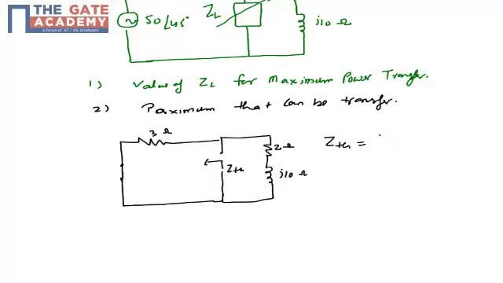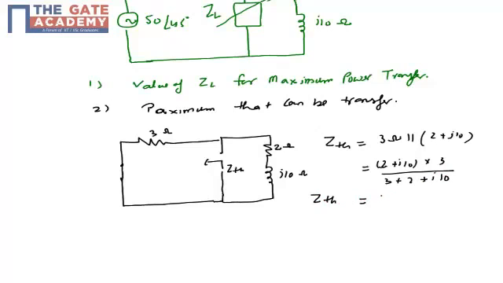So my ZTH will be this 3 ohm in parallel with 2 plus j10, which is (2 plus j10) times 3 upon 3 plus 2 plus j10. By solving this equation, ZTH is 2.64 minus j0.72 ohm. So for my first part, ZTH is 2.64 minus j0.72. For this part, the correct option is option C in your paper.